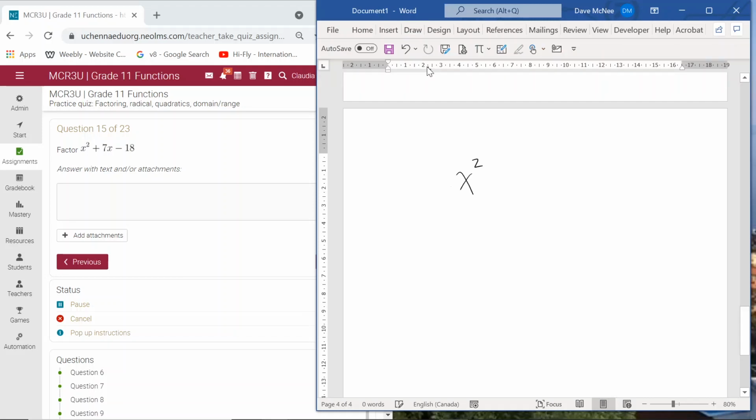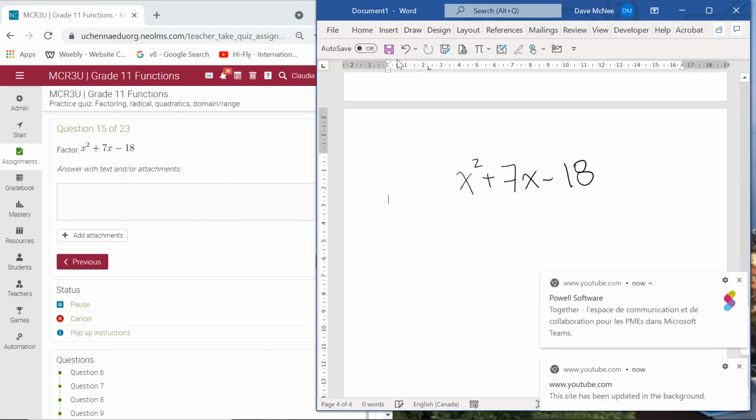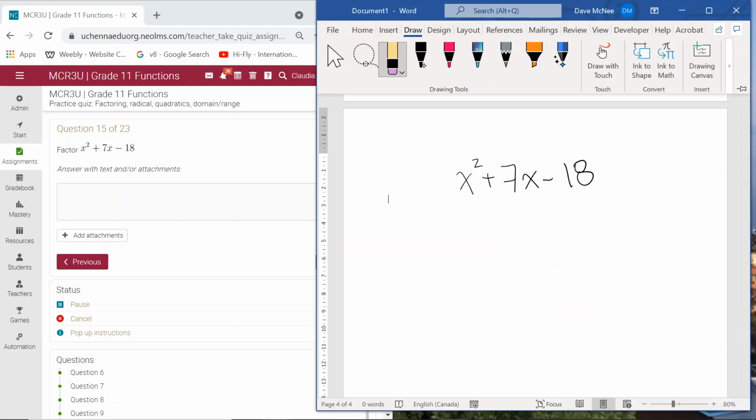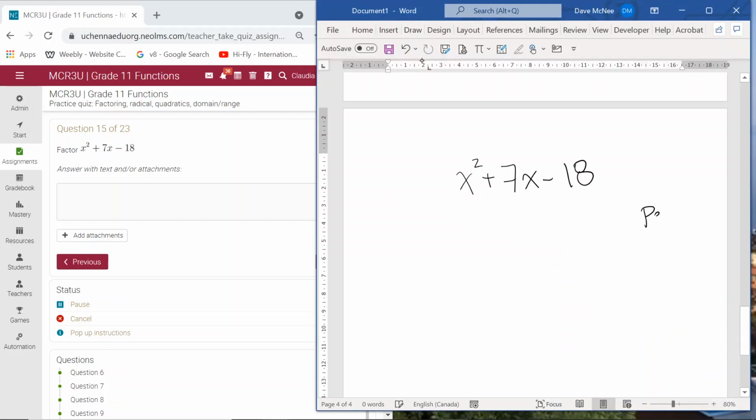And because the number in front of the x squared, the quadratic term, is 1, I can just use my simple method of factoring. And what is that simple method of factoring? I can simply figure out the product, which is always my last term, and that's negative 18. My sum, in this case, is the coefficient of the middle term, so that's 7.